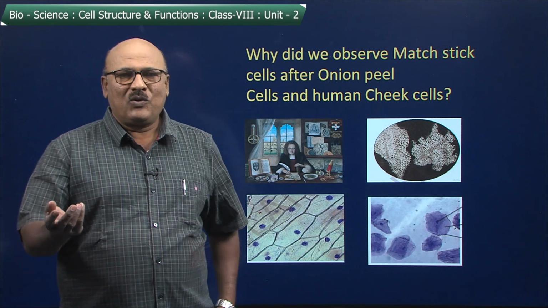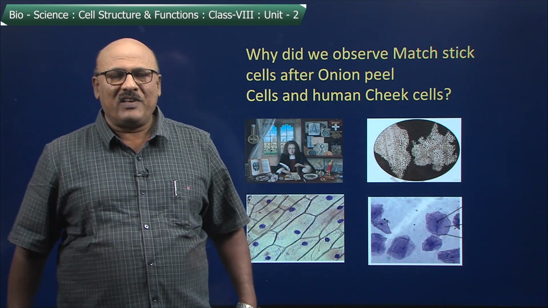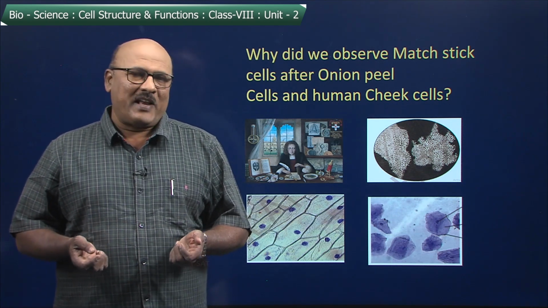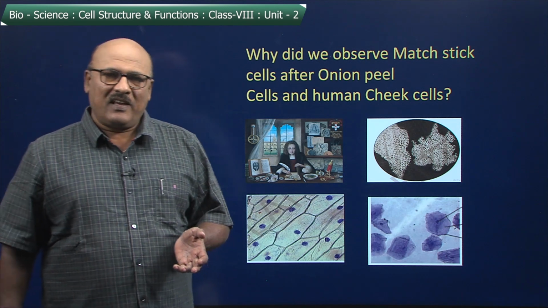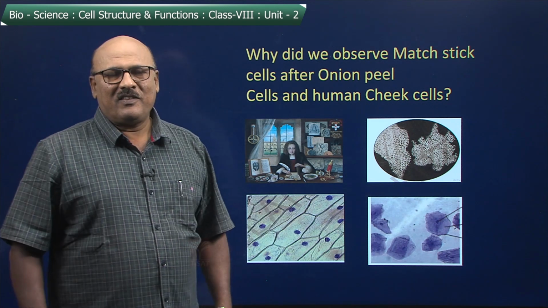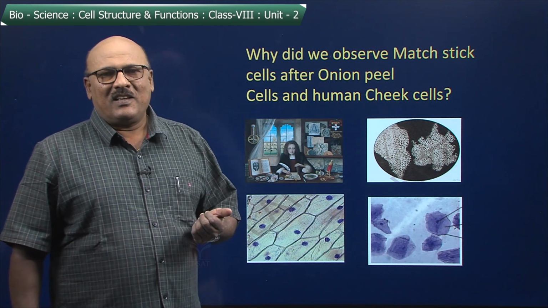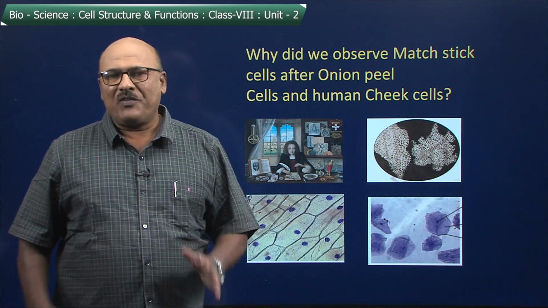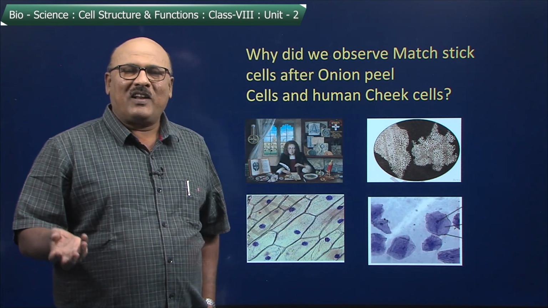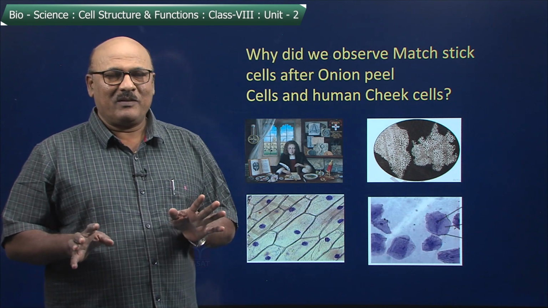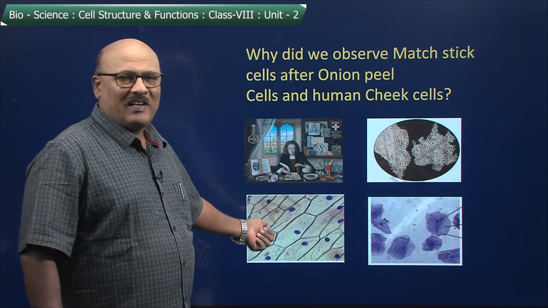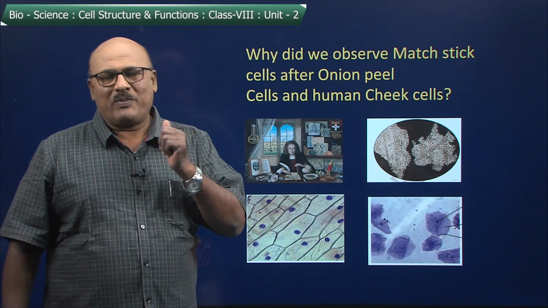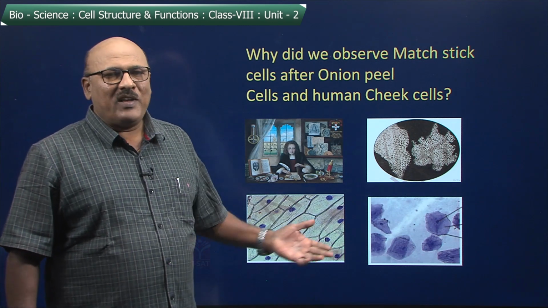Then we went on to observe live cells. That's why we selected the onion. We collected the onion peel and observed it under a microscope. We observed many cells, and the cells contain a type of substance. In the matchstick section we observed lots of empty cells, and like Robert Hooke we concluded that all cells are empty. But when we observed the cells of the onion peel, we saw a lot of substance in them. There is no cavity.